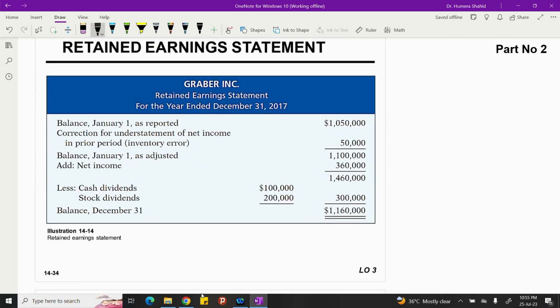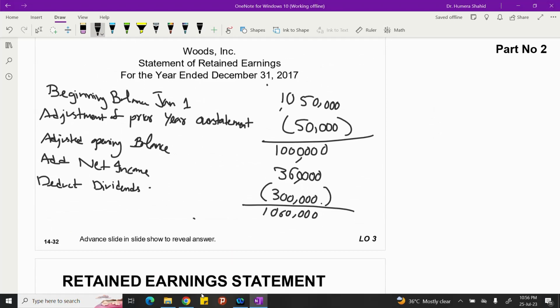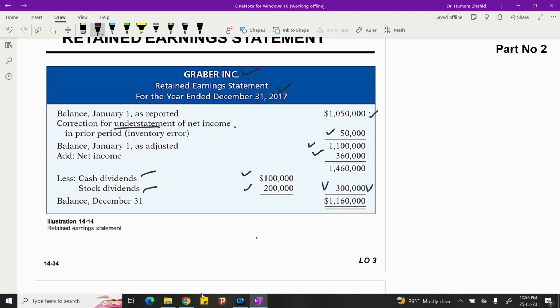This is a full-fledged example of a Garber Incorporation retained earnings statement. If you see, we have the opening balance, then we have a correction of understatement of the net income. Something has understated the net income, so now we're going to increase it by adding it. So the balance as adjusted becomes 1,100,000, and then net income we're going to add. And after that, in this example, we have both dividends, cash dividend and stock dividend. So in the inner column, put them and make the total outside. In my previous example, if you see, we had only one dividend, so I put it in the outer column. If you have two, put them in the inner column, make the total, and then put it in the outer column. And then you get the ending balance of retained earnings.